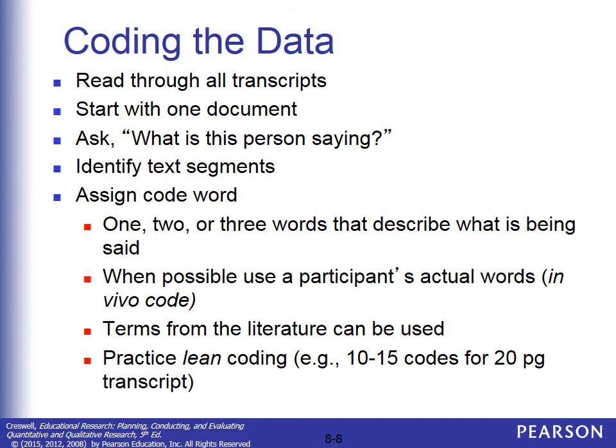And sometimes beginning or novice qualitative researchers code every single word or every single sentence multiple times. Instead, you want to think about lean coding. And this is the first time you go through a manuscript, you assign only a few codes. For example, if you have a 20-page manuscript, you might only use 10 to 15 codes the first time you analyze it. And this way, you can reduce a smaller number of codes to broad themes. Rather than if you have 50 codes, it's much harder to collapse the codes into themes.